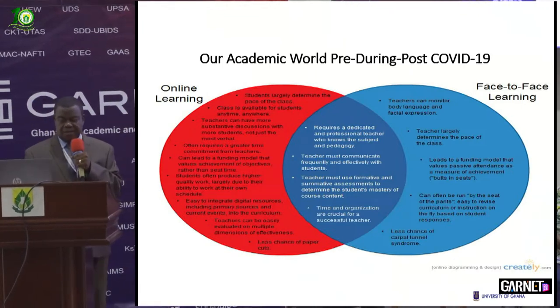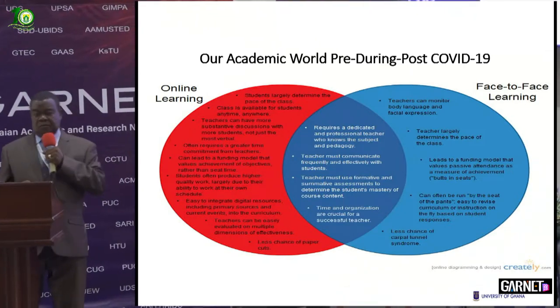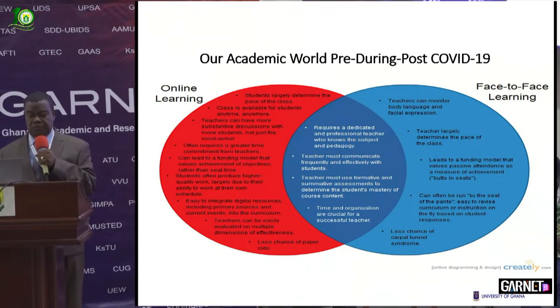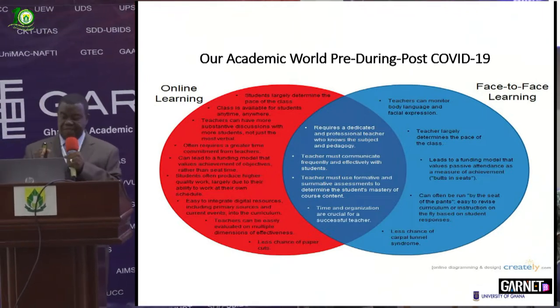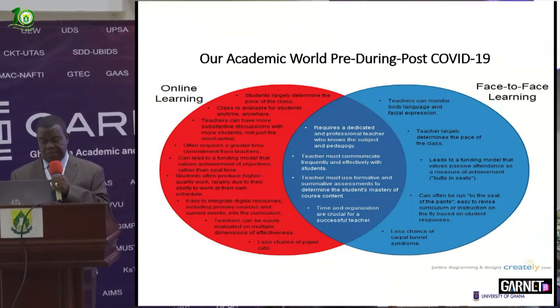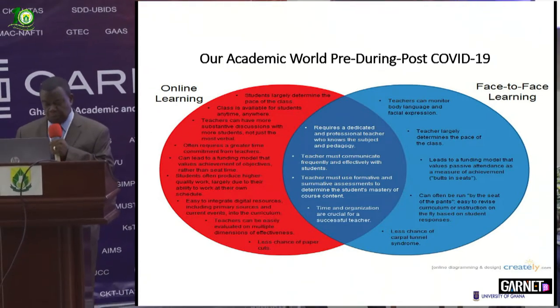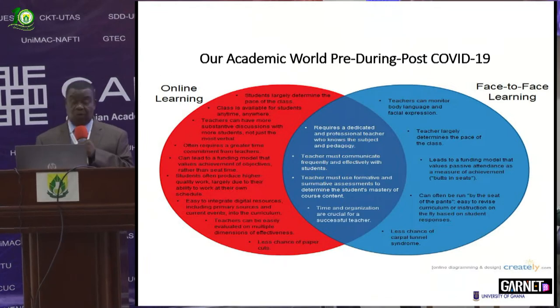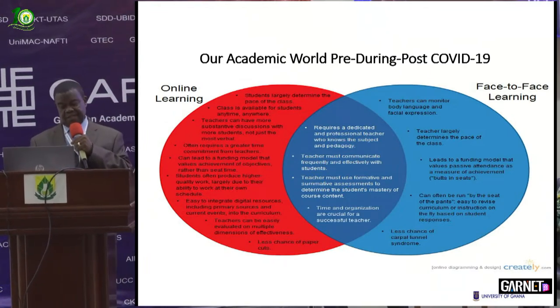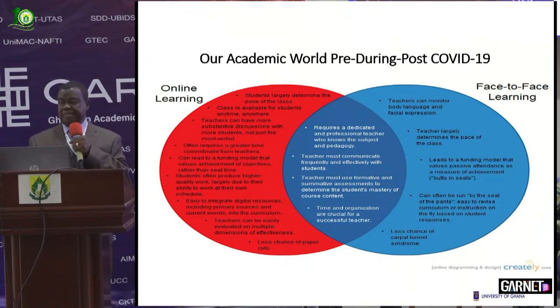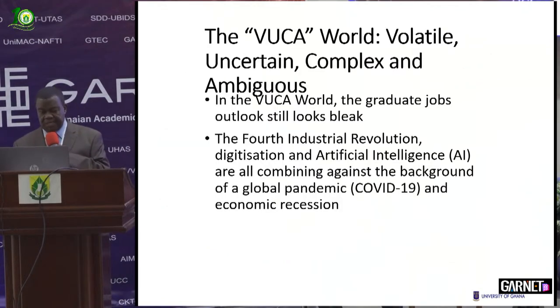But of course, our world changed. Pre-COVID, most people were on the blue side, light blue. COVID forced most of us to be on the red side, and post-COVID is forcing people to be in the middle, which is the blended mode of learning. But before we even get to the artificial intelligence world, we've been living in recent years in the VUCA world: volatile, uncertain, complex, and ambiguous. That's the world we live in.